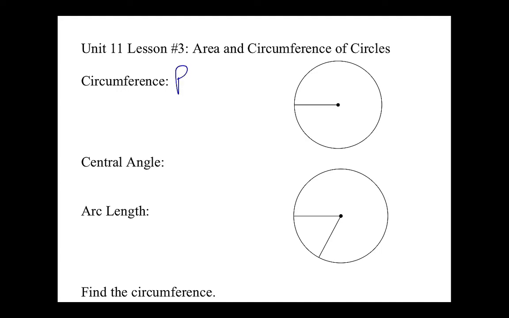The circumference is just a fancy word for perimeter, and most of you probably remember the perimeter formula for a circle as the diameter times pi. A lot of times you'll see me write it as 2 times pi times the radius, because the radius times 2 is just the diameter. The reason I do that is because most of the time we have the radius.